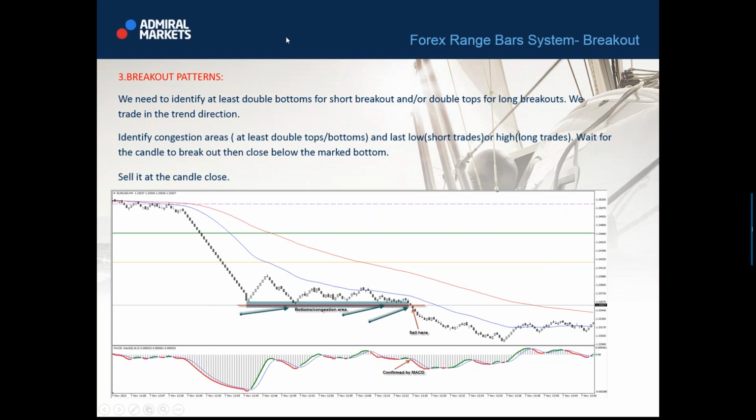Look at this, guys. This is a congestion area. It's very clear if you see this. This candle has broken through the congestion area in a downtrend, so you only need to take short trades because red is above blue. And this is confirmed by MACD. In this example here, MACD was red. It crossed red here, and it went down. So this is a breakout setup.